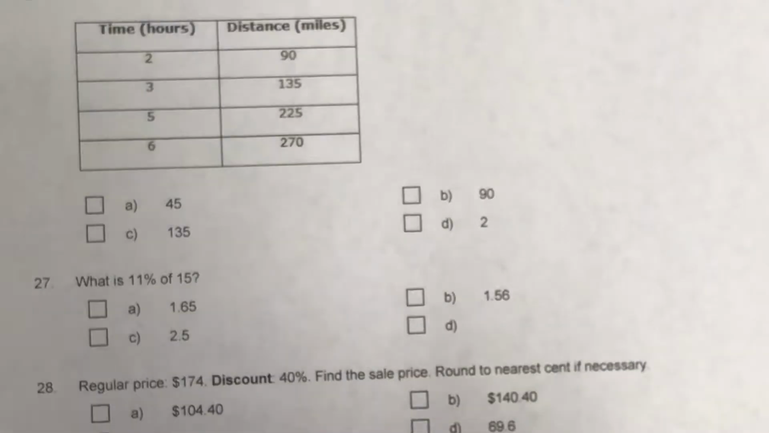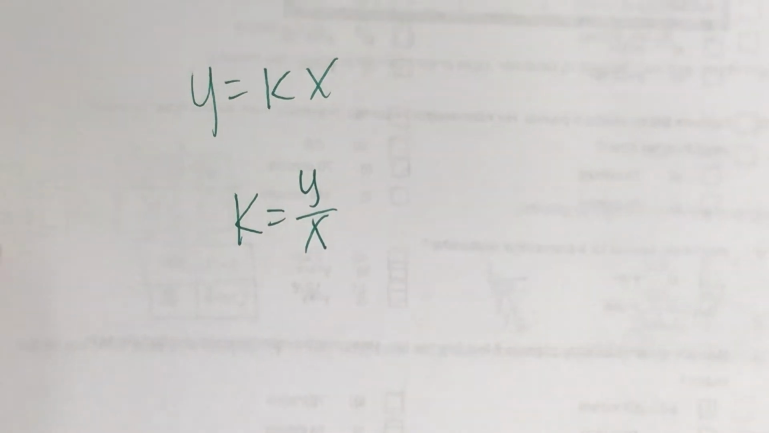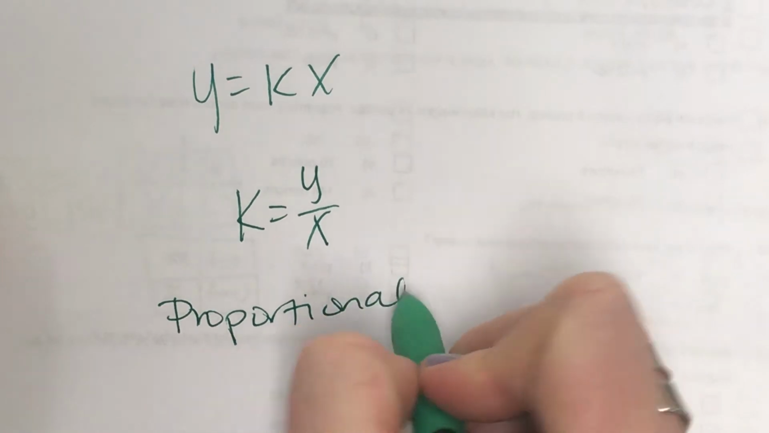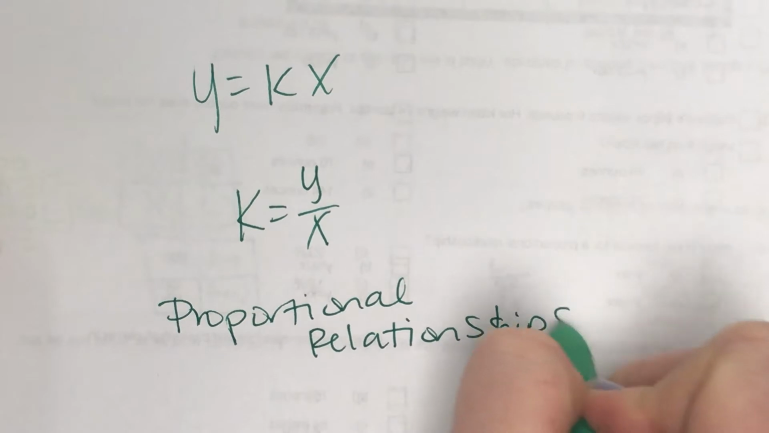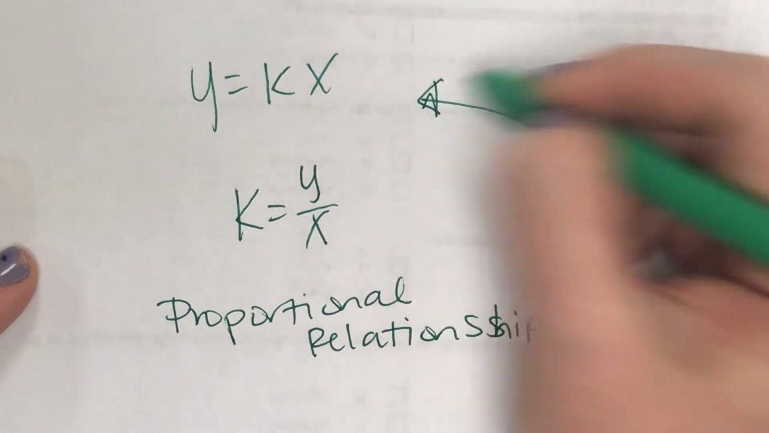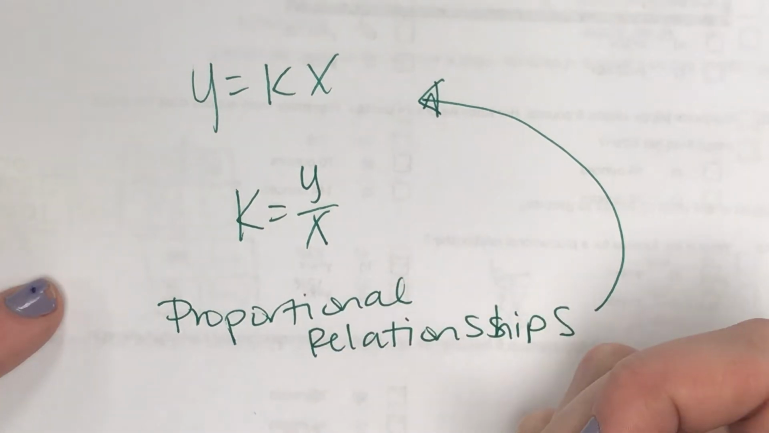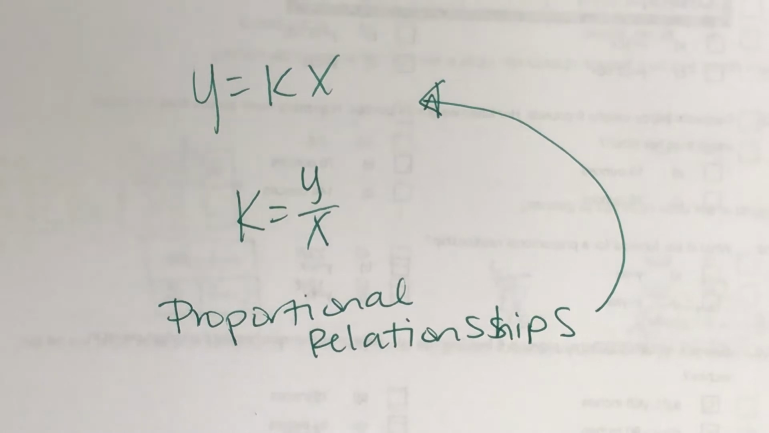A couple other things you might want to review for the test. Y equals kx and how you find k. Also, what is a proportional relationship? You need to know how to explain that. Proportional relationships are represented by y equals kx. They go through what part on the graph? And what do you know about the slope or the rate of change or the constant of variation? Remember, all those things mean the same.